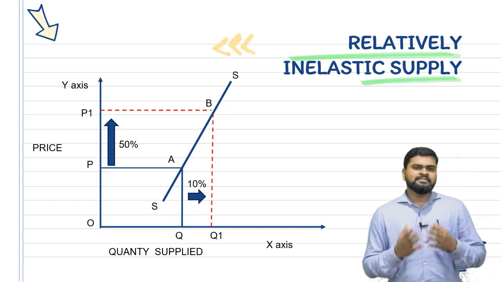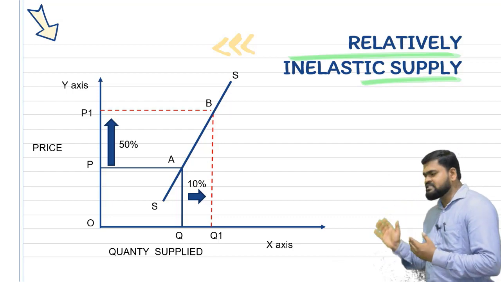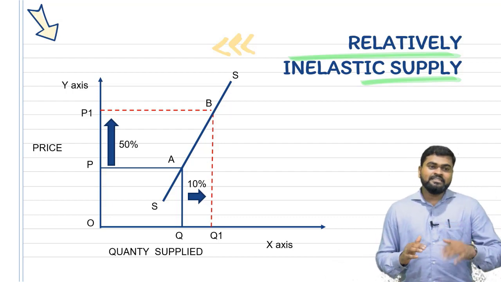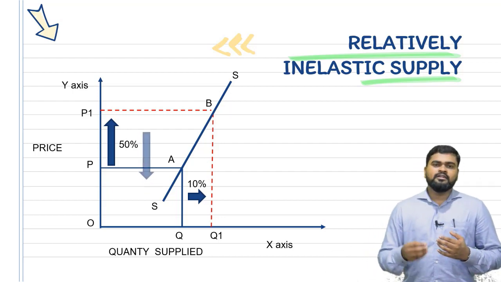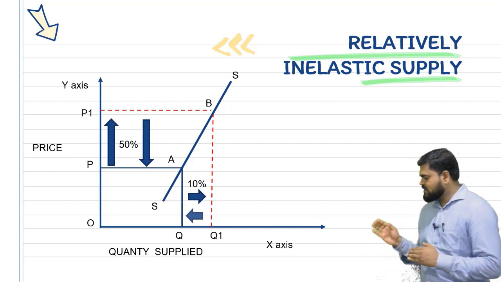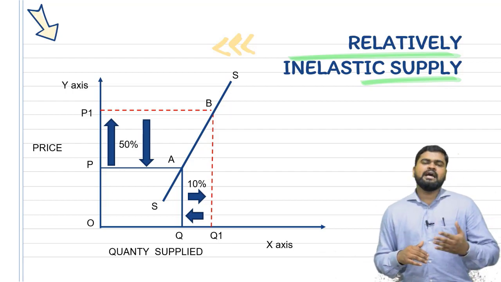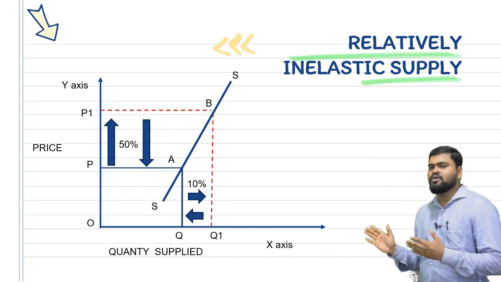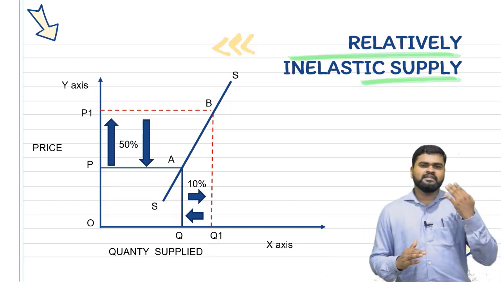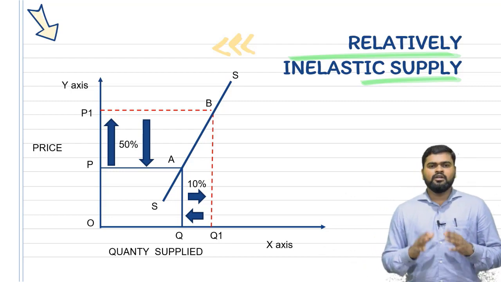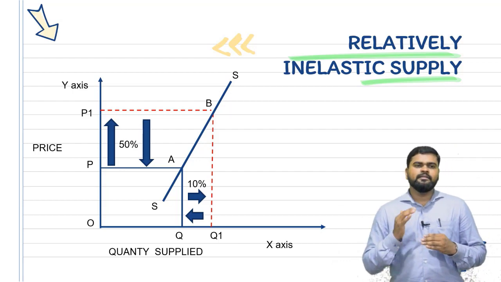Now here the meaning simply says that percentage change in price is more than that of percentage change in quantity supply. If price increases by 50%, quantity supply will just increase by 10%, or when price decreases by 50%, quantity supply will just decrease by 10%, which simply says that percentage change in price is more than that of percentage change in quantity supply, or percentage change in quantity supply is less than that of percentage change in price. This is in simple terms called relatively inelastic supply, and here elasticity is less than 1.